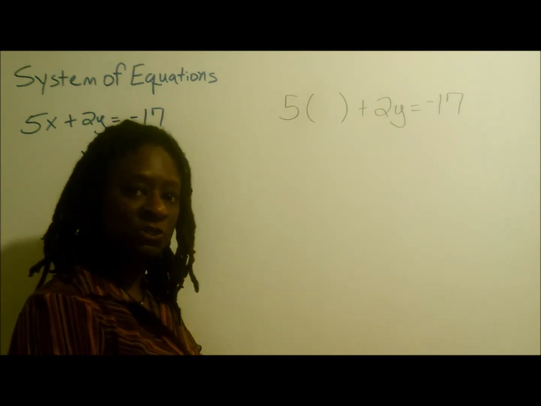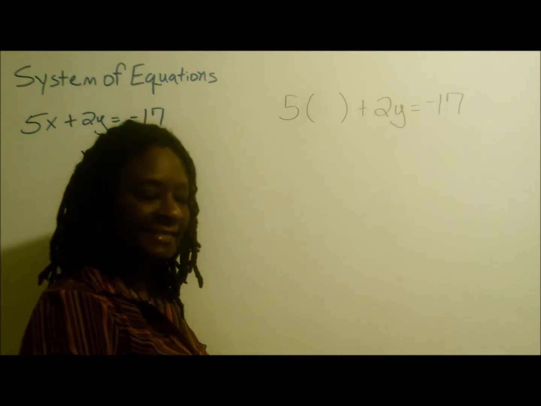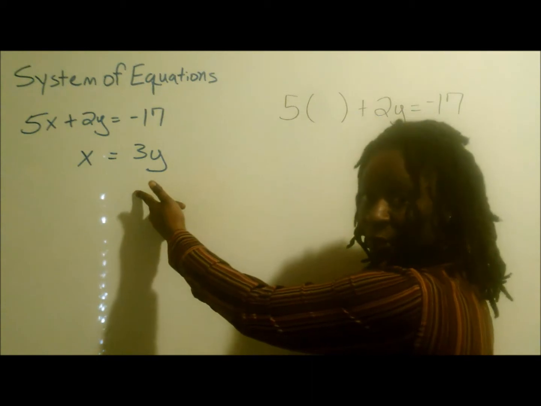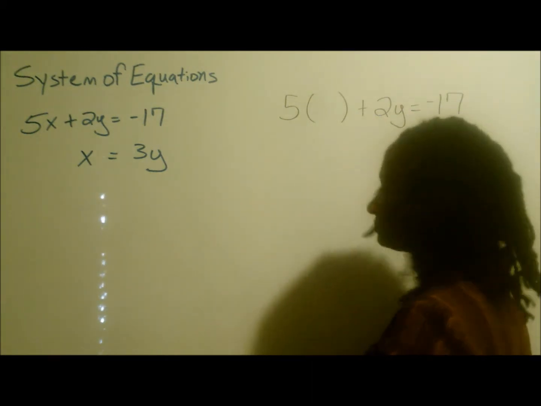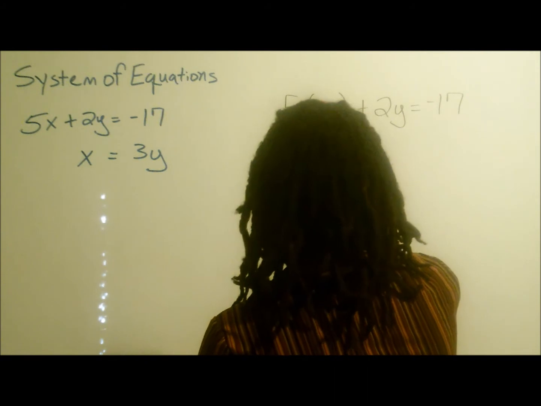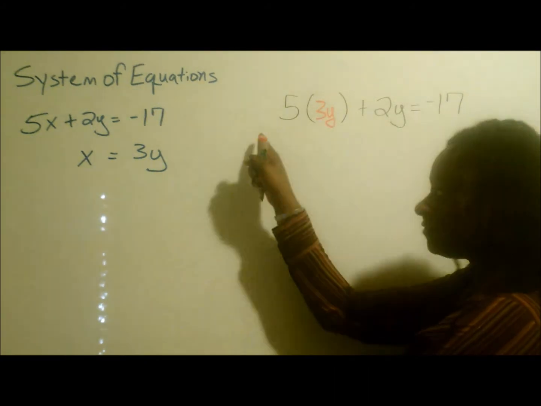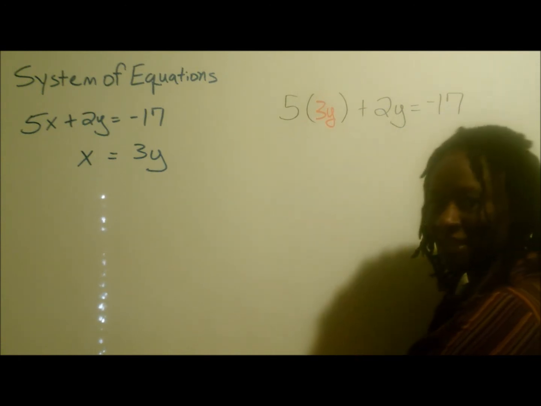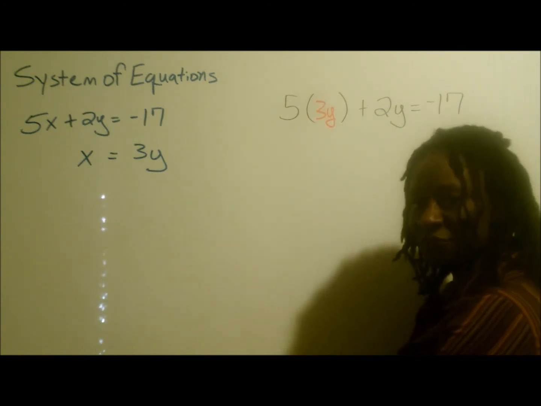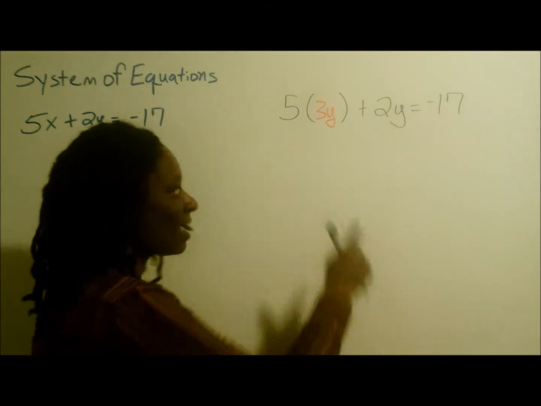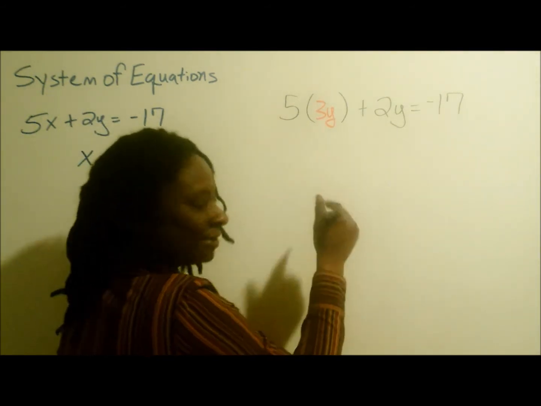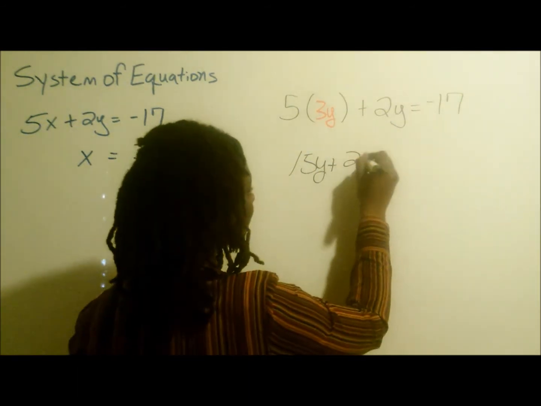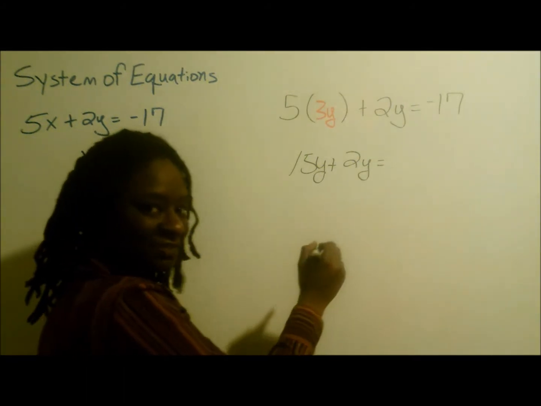In using the substitution method, all we have to do is substitute everywhere we see an x with 3y. So let's do that. Now our equation is 5 times 3y plus 2y equals negative 17. Let's solve for our first equation. 5 times 3 is 15y, plus 2y, equals negative 17.